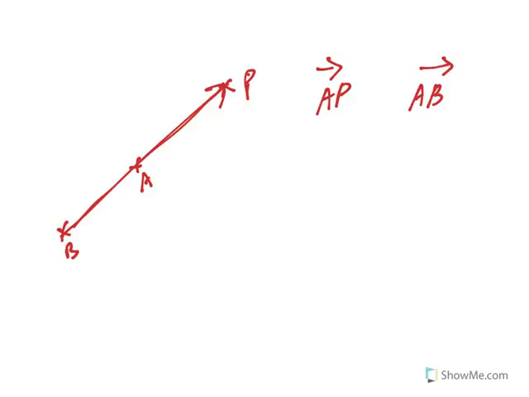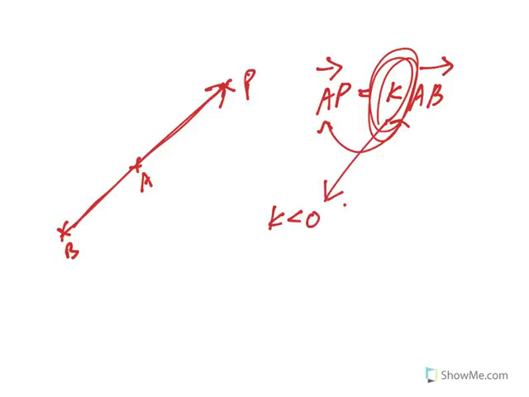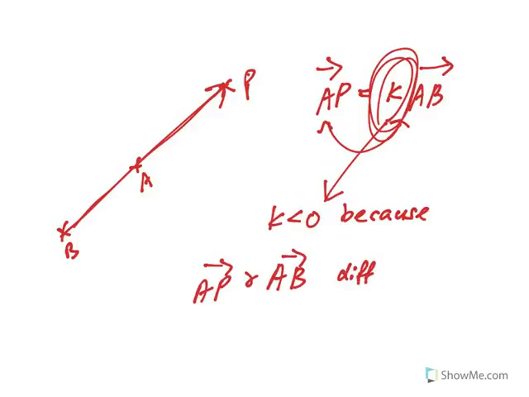Okay, so here, can you see? How are these two related? Are they the same direction? No. They are different directions, right? But they are also scalar multiples of each other. What do you understand about this K? It's negative. Why negative? K is negative because AP and AB are in opposite directions. All these are from your understanding.